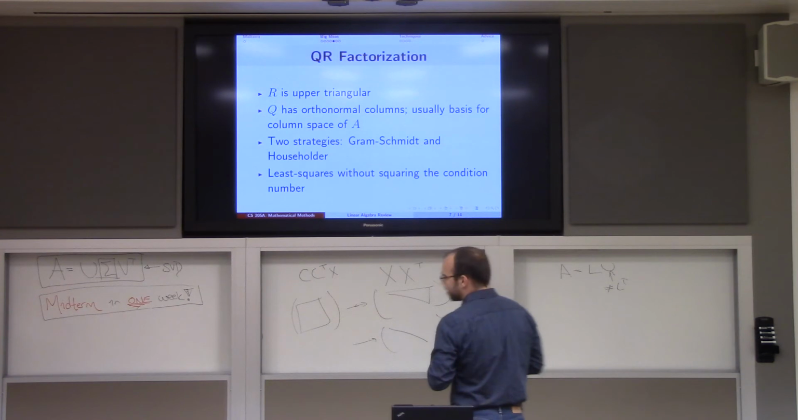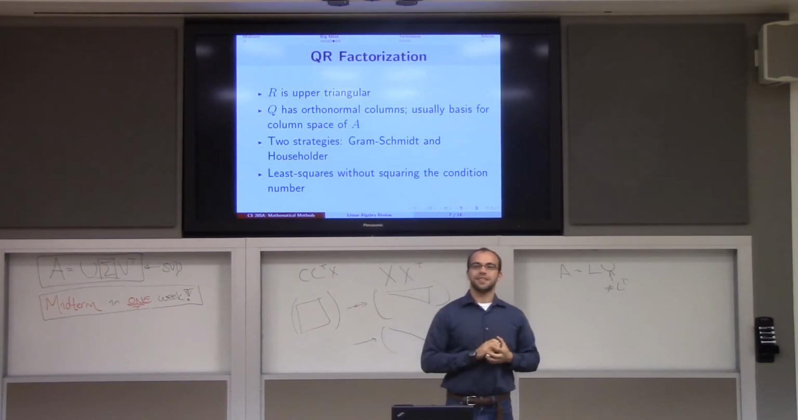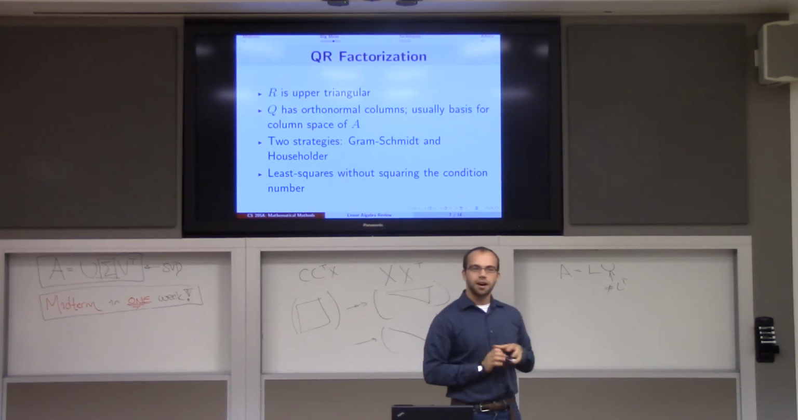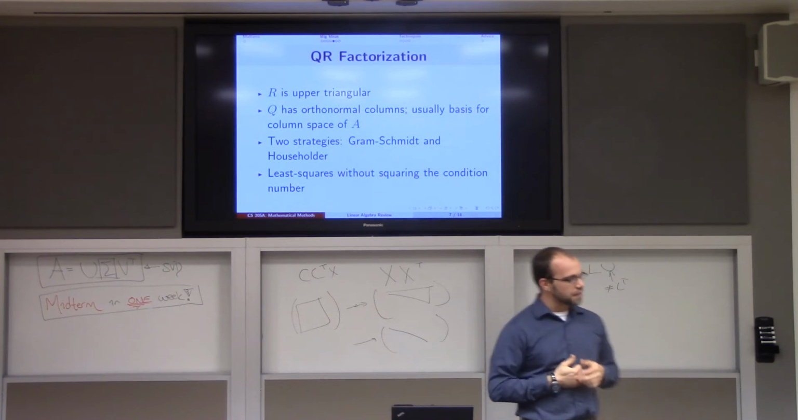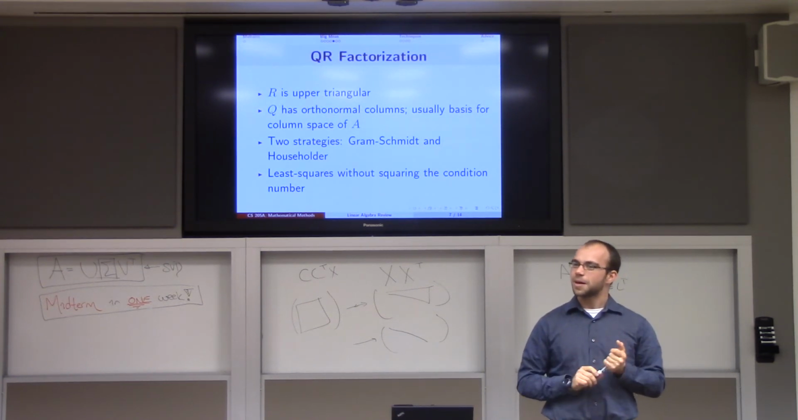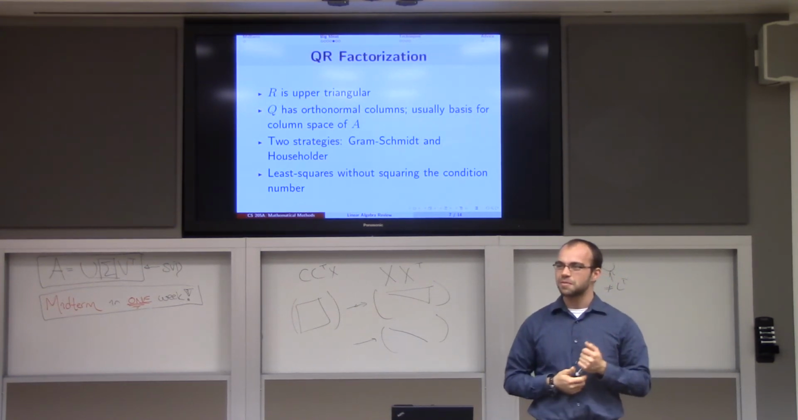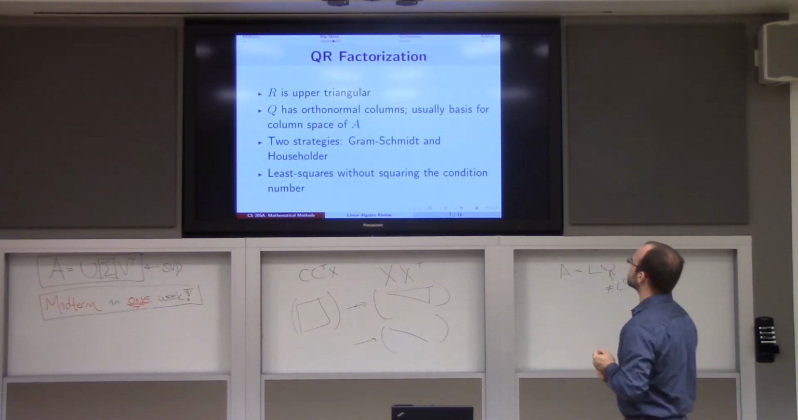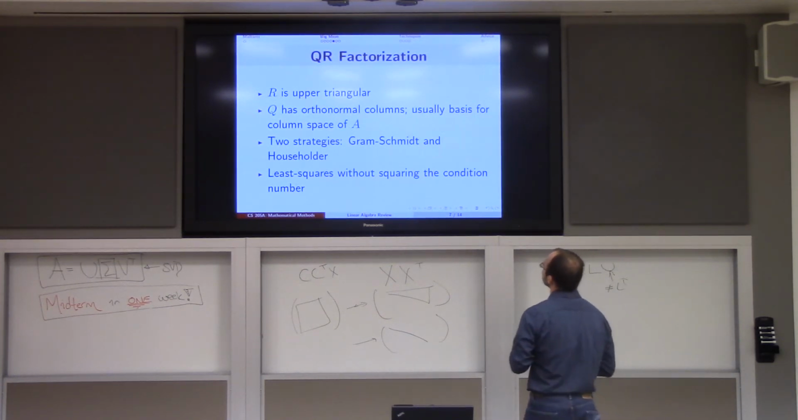So after we considered all these factorizations for solving linear systems, we also wanted to think about just the column space of a matrix. For example, if you solve least squares, one way to think about least squares is that you're projecting onto a column space. And because of that, we introduced the QR factorization.